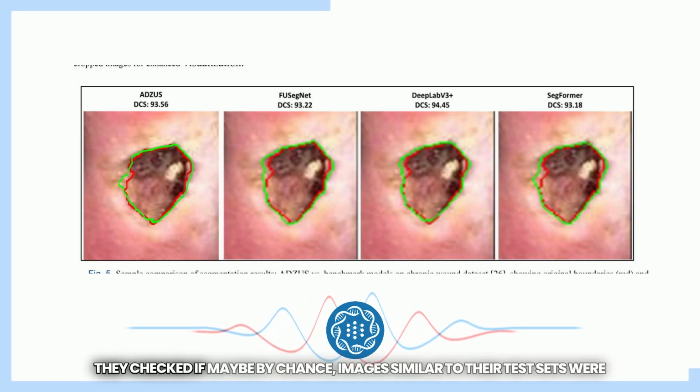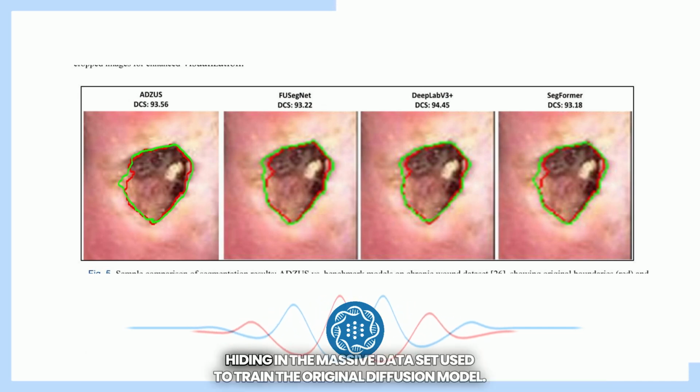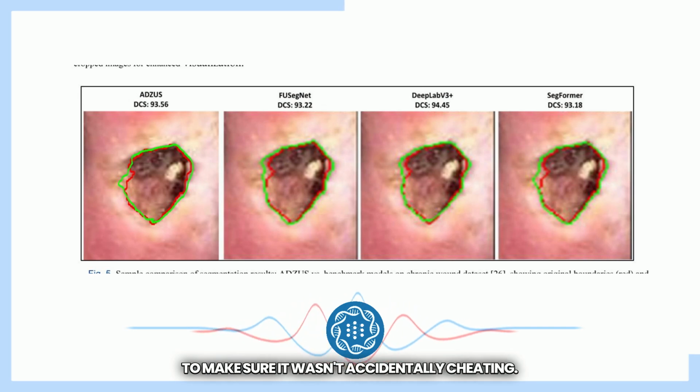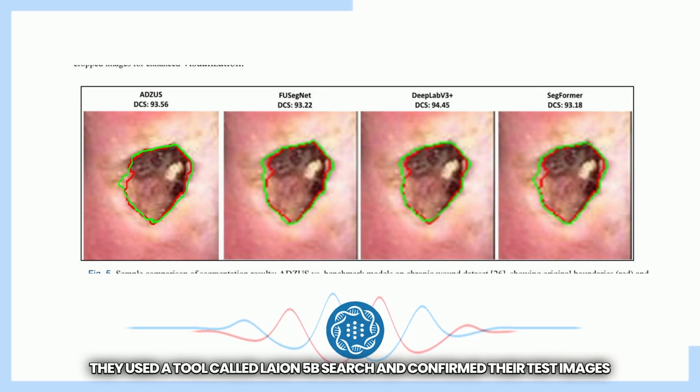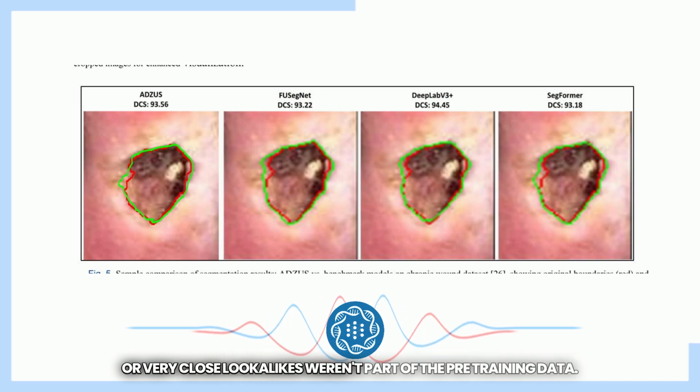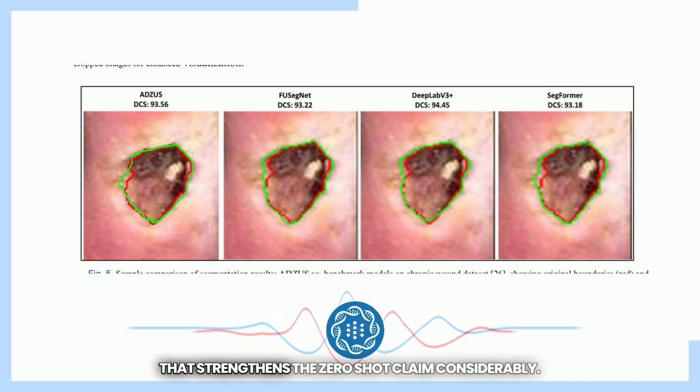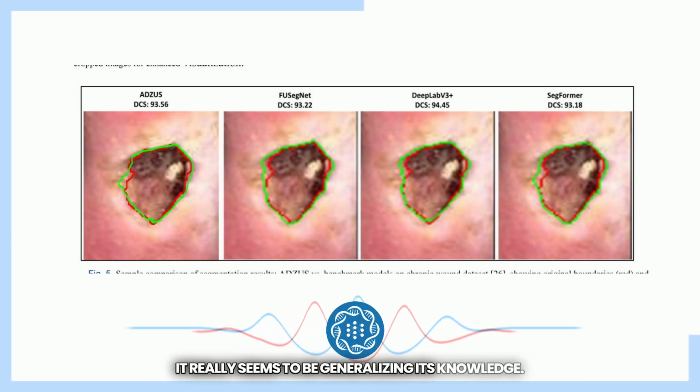They checked if, by chance, images similar to their test sets were hiding in the massive data set used to train the original diffusion model. To make sure it wasn't accidentally cheating? Exactly. They used a tool called LAION5B search and confirmed their test images, or very close lookalikes, weren't part of the pre-training data. That strengthens the zero-shot claim considerably. It really seems to be generalizing its knowledge.